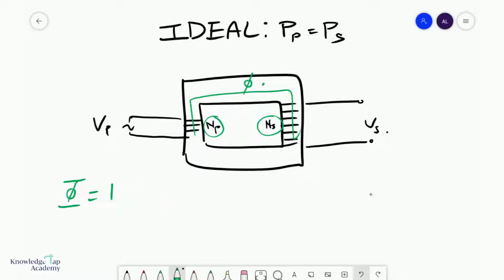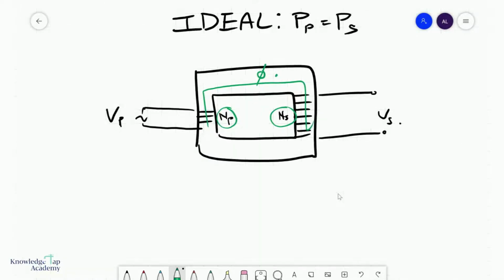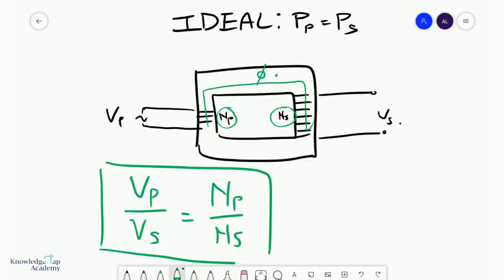And so what this means is that there is a linear, or should I say a direct proportion relationship between the voltage Vp over Vs to the number of turns Np over Ns. And so this is your fundamental transformer equation. And so by adjusting the number of turns on Np and Ns, you can decide how you want to scale your primary voltage to become the secondary voltage.